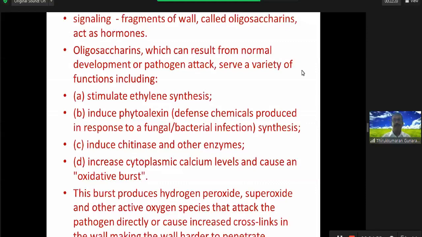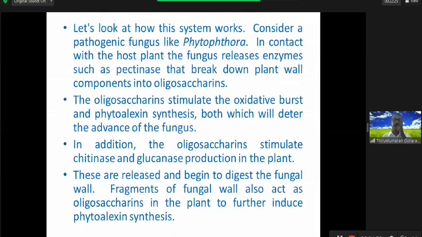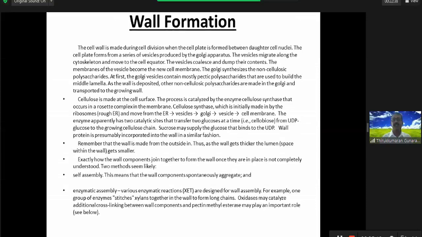Let's look at how the system works. Consider a pathogen fungus like Phytophthora. How the ball is formed.